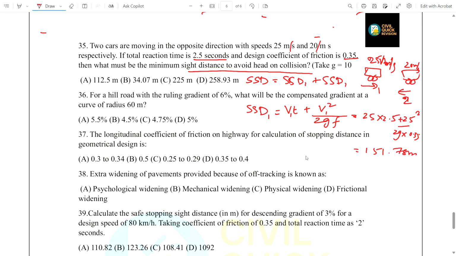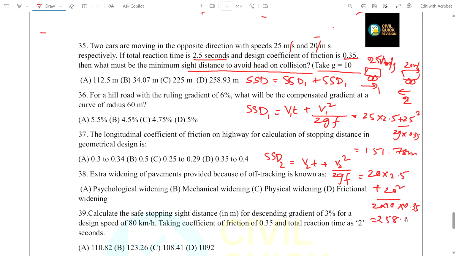Like that for SSD2, same, v2t plus v2 square by 2gf. We put the value of v2 as 20 meter per second, time 2.5, plus 20 square by 2g, where g is 10 and f you can take as 0.35. In the question g is given as 10. You just get the value. SSD2 is how much? I got it as 258.93. You just calculate it.